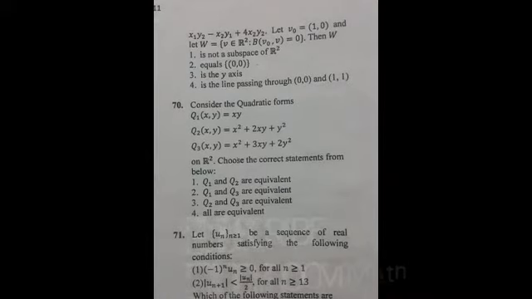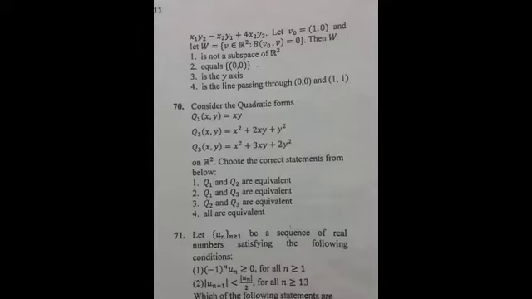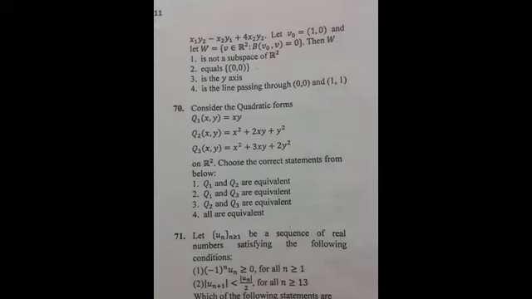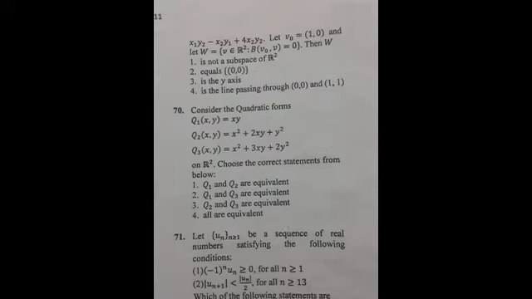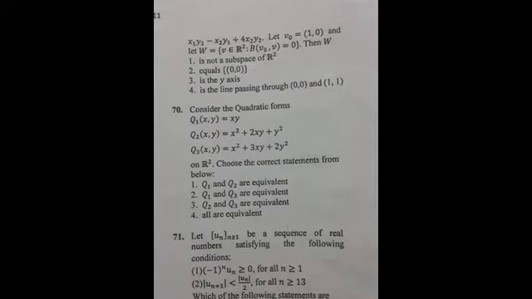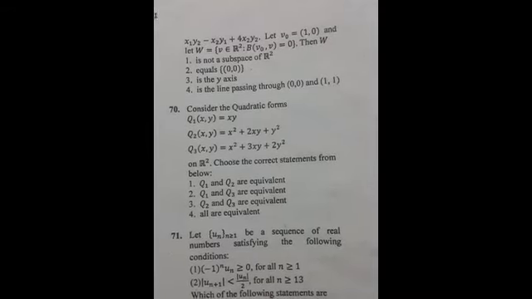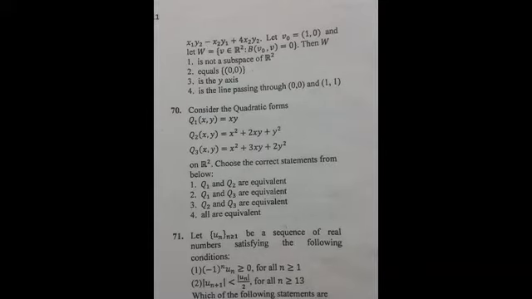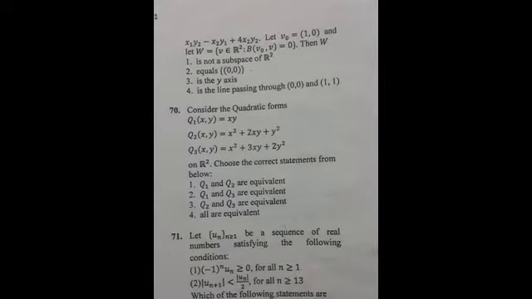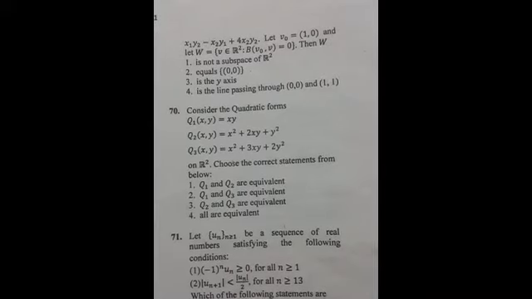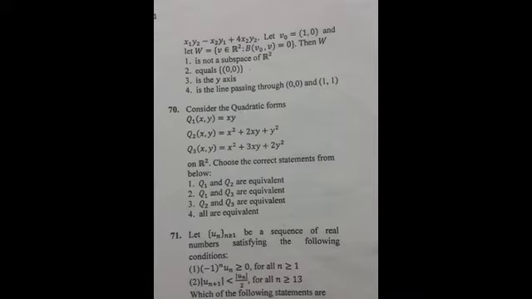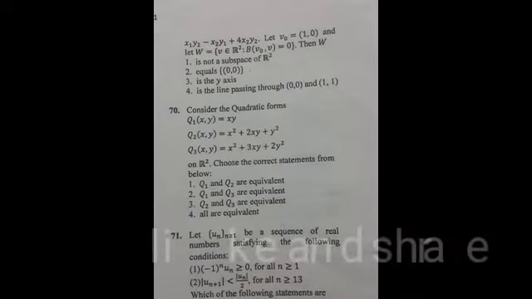Here the question is, consider the quadratic forms q1(x,y) = xy, q2(x,y) = x² + 2xy + y², q3(x,y) = x² + 3xy + 2y² on R². Choose the correct statement from below. Option 1, q1 and q2 are equivalent. Option 2, q1 and q3 are equivalent. Option 3, q2 and q3 are equivalent. Option 4, all are equivalent. This question is from quadratic forms.